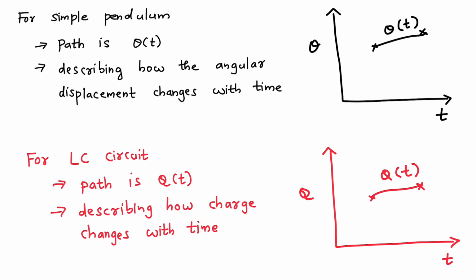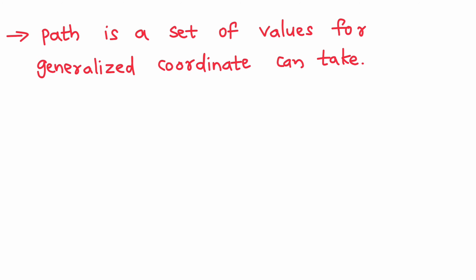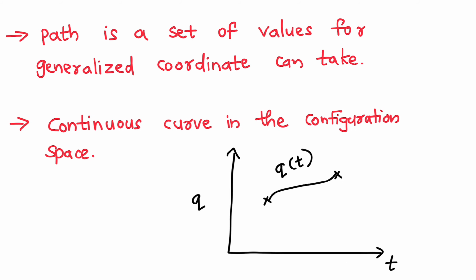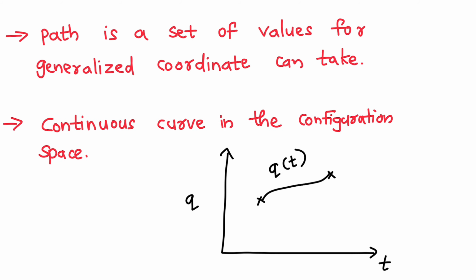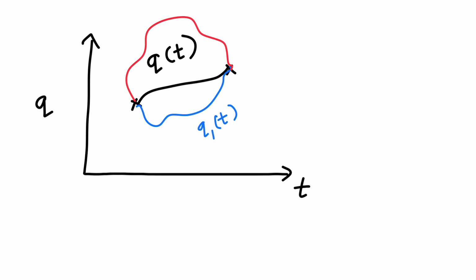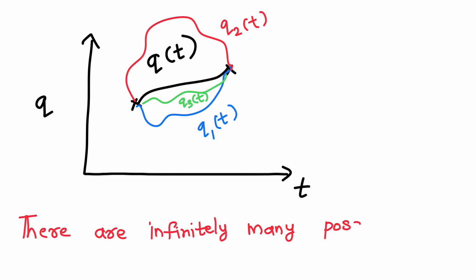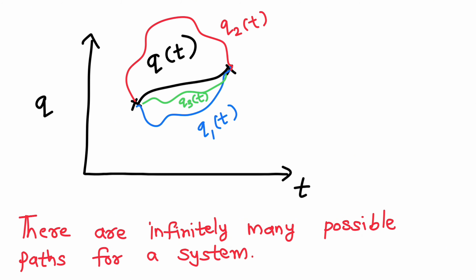Both theta of t and Q of t are continuous curves in the configuration space. A path is a set of values the generalized coordinate can take. It's a continuous curve in the configuration space. Is there only one path a system can take? The answer is no. Q1 of t, Q2 of t are other possible paths. There are infinitely many possible paths for a system.